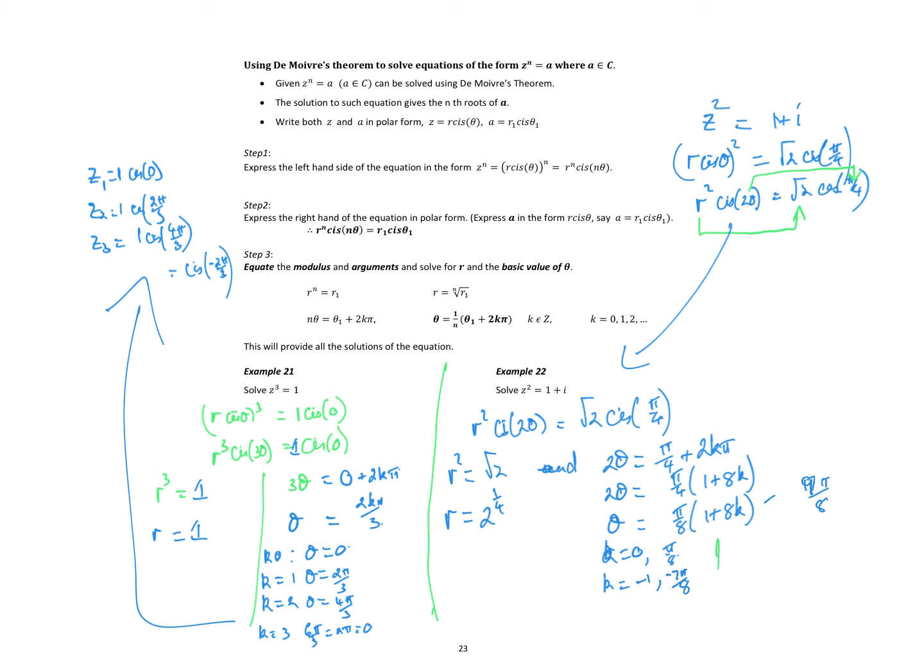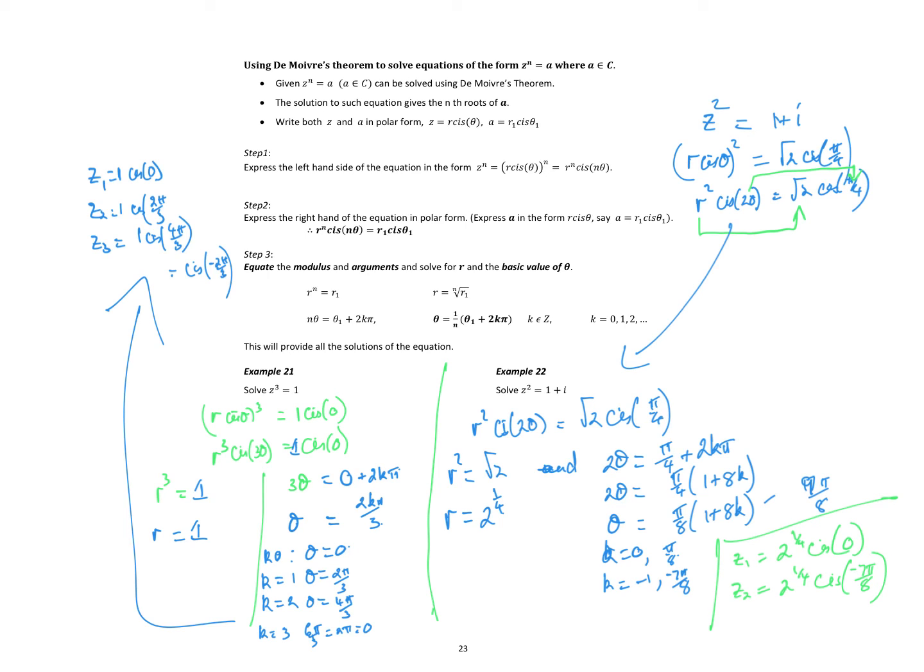So my solutions are Z1 is equal to 2 to the quarter cis 0. Z2 is equal to 2 to the quarter cis negative 7 pi on 8.